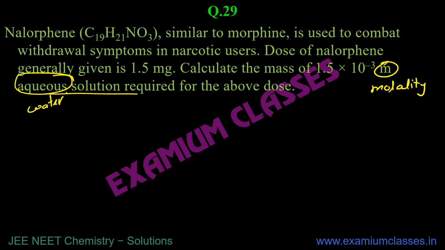Whenever you are required to calculate the mass, it means first you have to calculate the number of moles. From number of moles, obviously you can get the mass. So calculate the mass of this solution. Here basically the solution. So you don't need number of moles here, because in this particular case, what is asked? The question is, you need to get this whole mass of the solution, which has 1.5 milligrams nalorphine.